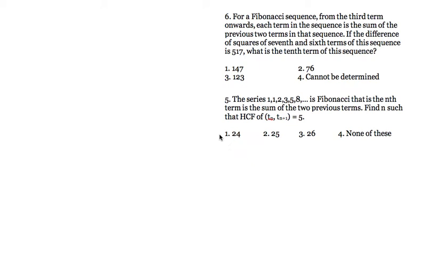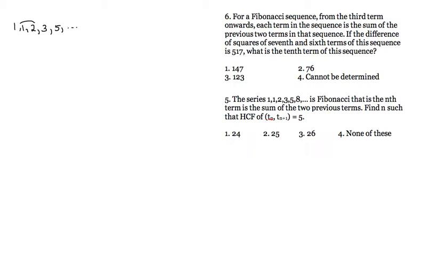Now look at two questions on the Fibonacci sequence from the CAT. The first question even defines what a Fibonacci sequence is, right? It's the sum of previous two terms starting from the third term. So let's have a basic Fibonacci sequence which starts from 1 and 1. Then the third term is going to be 2, which is the sum of 1 plus 1. The fourth term is going to be 3, which is the sum of 1 and 2. The fifth term is going to be 5, the sum of 2 and 3, and so on.